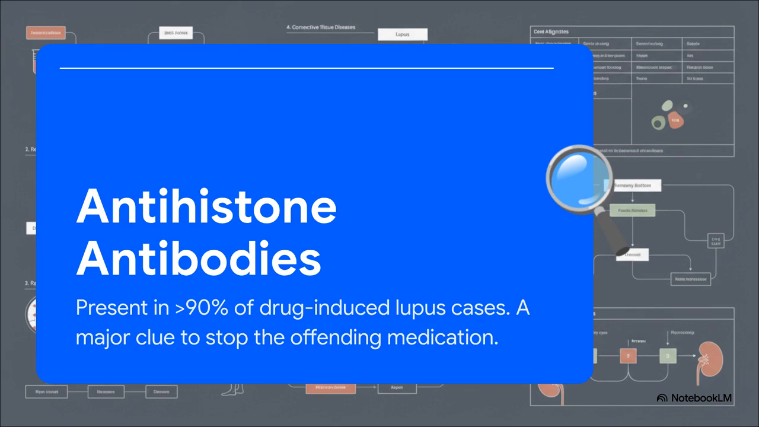Another massive clue that you're dealing with a drug-induced form rather than classic SLE is the total absence of severe renal or central nervous system disease. Once you spot this, the fix is easy. Just stop the offending medication.